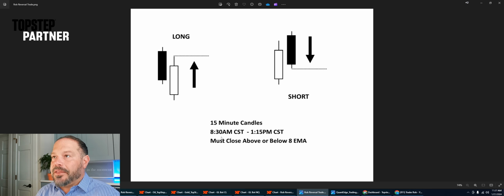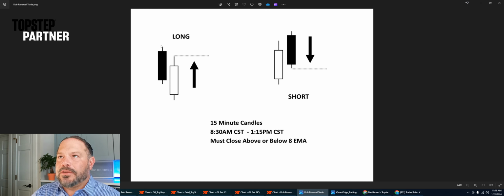And the only other filter that I really have is that price action, meaning the candle that activates me into the trade, and I'm going to go over specific examples, must either close above the 8 EMA if I am trying to go long, or it must close below the 8 EMA if I am going short. Very, very simple conditions.